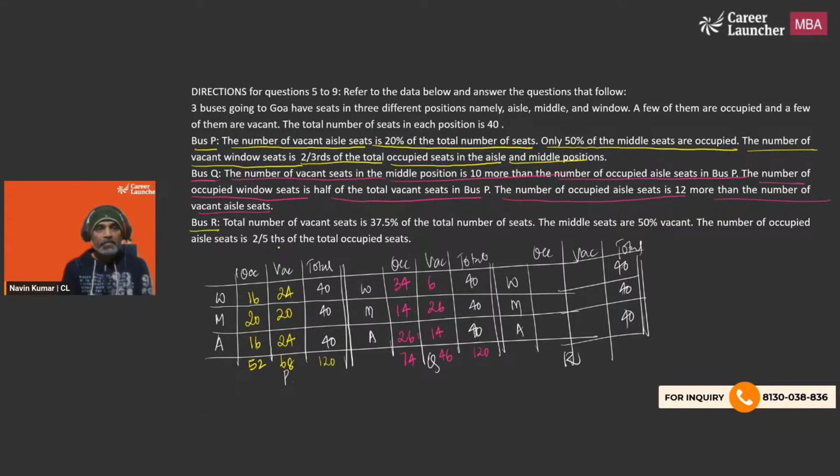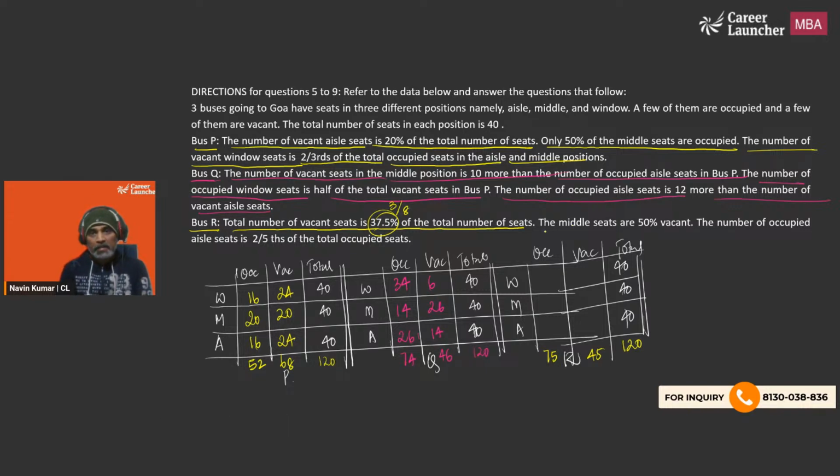Now, let's go to bus R. Total number of vacant seats is 37.5% of total number of seats. 37.5 is nothing but 3 upon 8. So total number of seats we have is 120. Uska 3/8. Now 1/8 of 120 is 15. So 3/8 is going to be 45. So total vacant seats is 45 out of 120. That would mean the remaining 75 are occupied.